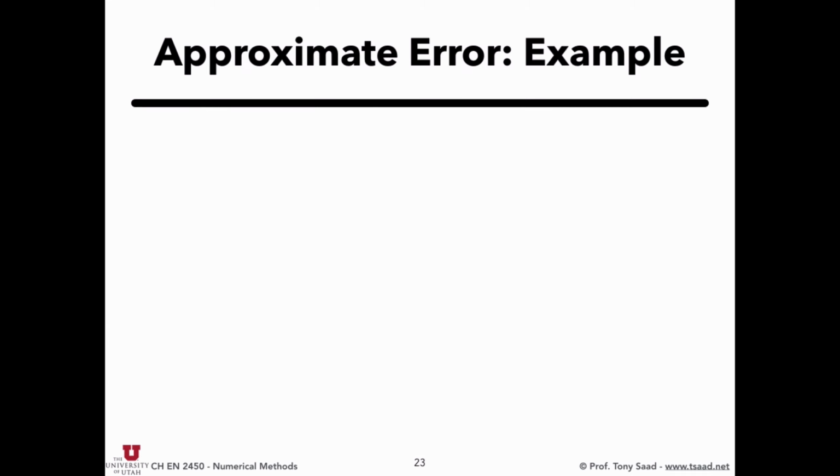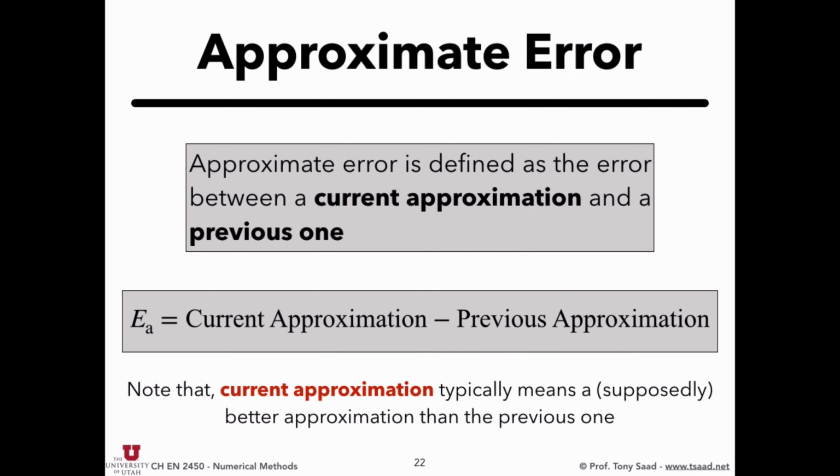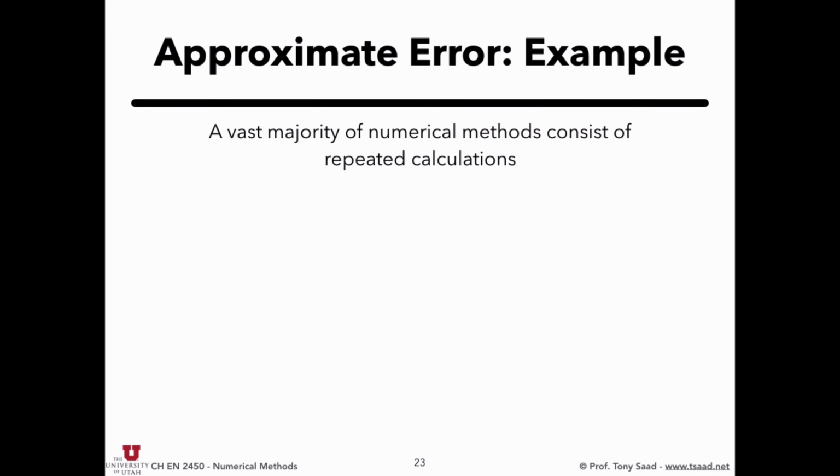Okay, so let me give you an example of what we mean by current approximation and previous approximation. You will see that pretty much all things we do in computing, we're going to be doing repeated calculations. There's going to be a for loop that runs a recipe that keeps calculating the same formula over and over again. Now, each time you run that formula, you're going to get a value. And this would be your current approximation compared to the previous calculation you did.